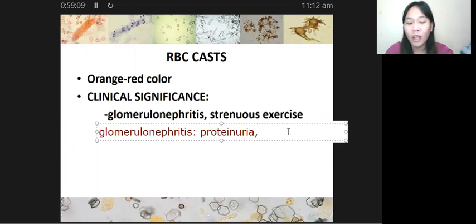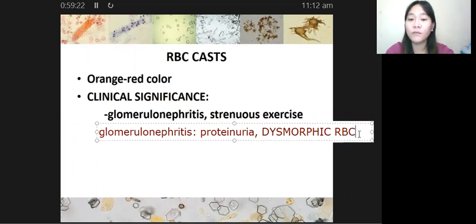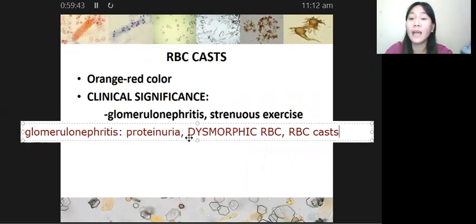'Di ba? Ano ulit yung hallmark ng glomerulonephritis? Anong tawag natin sa RBC na yan? Dysmorphic RBC. Nako ha? So kung dysmorphic RBC ang nakita mo, okay, at merong RBC casts, alright, ayan, proteinuria, dysmorphic RBC, casts, glomerulonephritis yan. Okay, kasi sabi nga natin, hallmark ang dysmorphic RBC ng problem sa glomerulus.